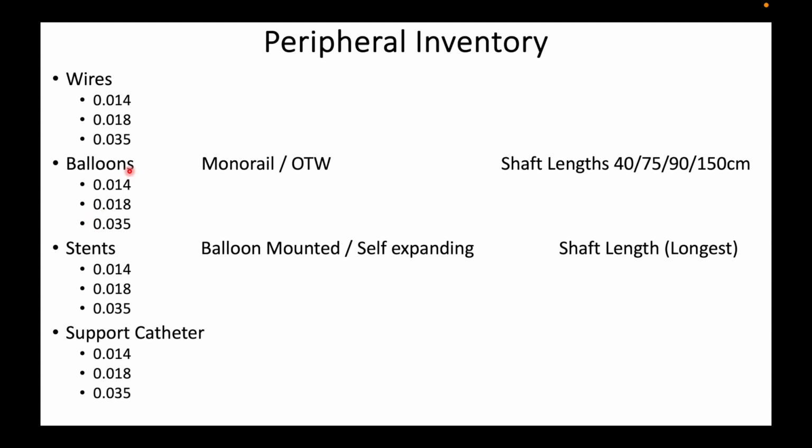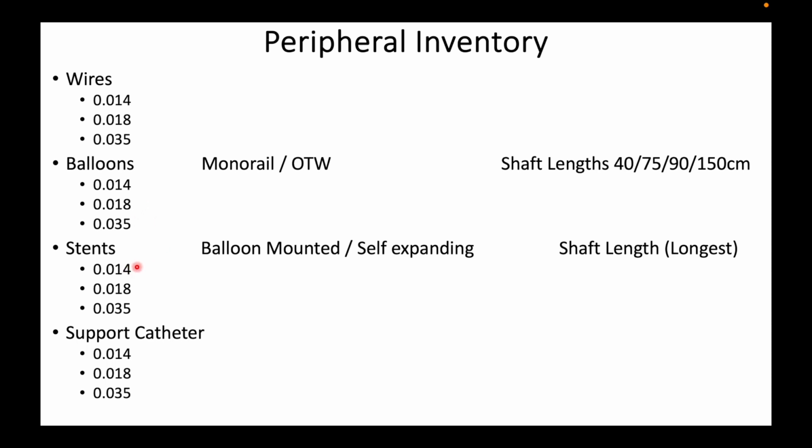And for each of these platforms, you have two types of balloons further. One is a monorail balloon, the other is an over the wire balloon. And in each one of them, you have shaft lengths of 40 centimeters, 75 centimeters, 90 centimeters, 150 centimeters. So it's a huge inventory to maintain as compared to the coronary inventory.